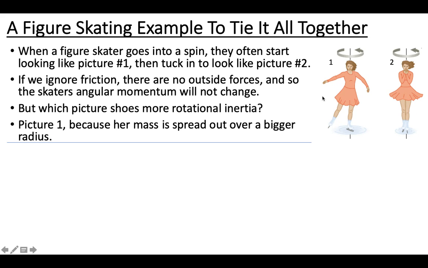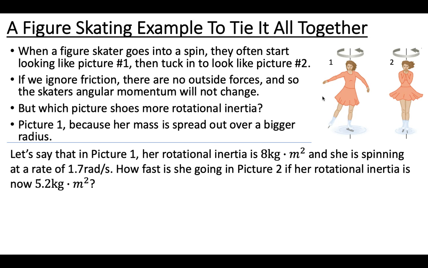So now let's go ahead and actually do a problem with this, with numbers and stuff, so that it can help you out and give you that example. Let's say in picture 1, her rotational inertia is 8 kilogram meters squared, and she is spinning at a rate of 1.7 radians per second. Remember, anytime we do these problems, we want radians, not revolutions. How fast is she going in picture 2 if her rotational inertia is now 5.2 kilogram meters squared? So in picture 1, her rotational inertia is 8. In picture 2, her rotational inertia has gone down to 5.2.